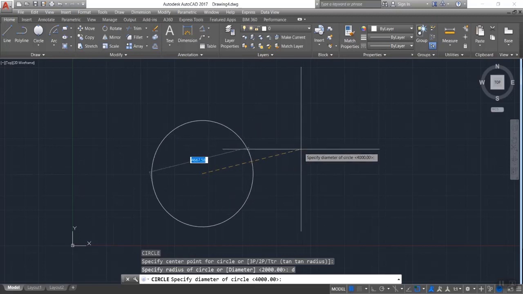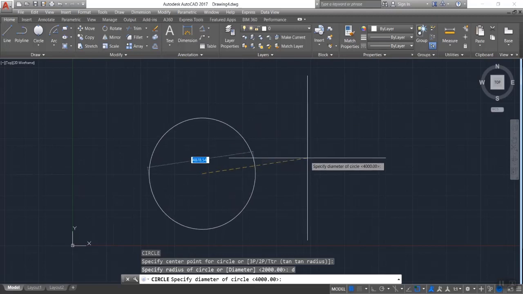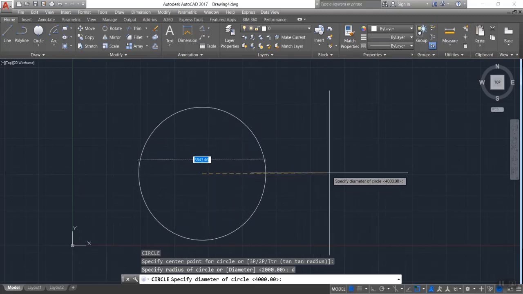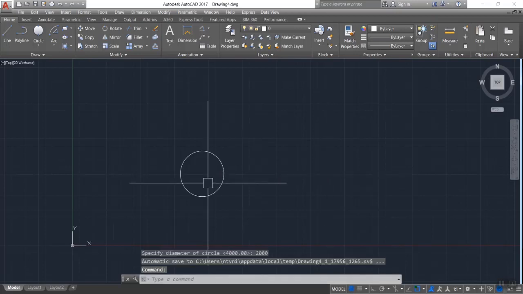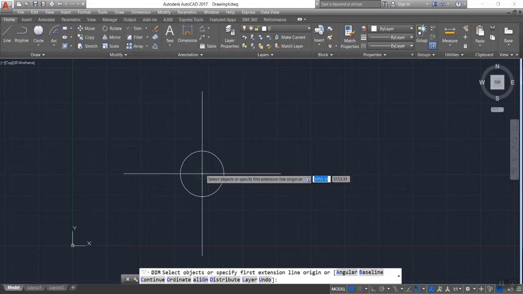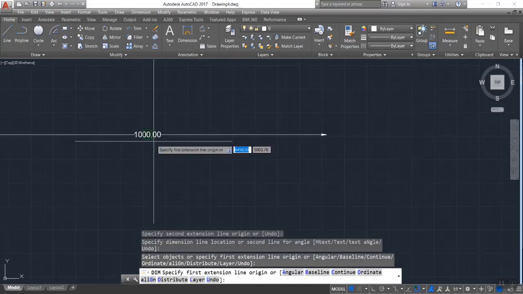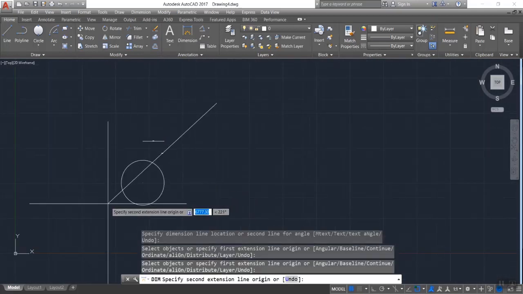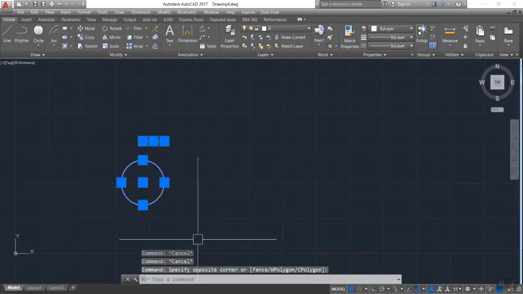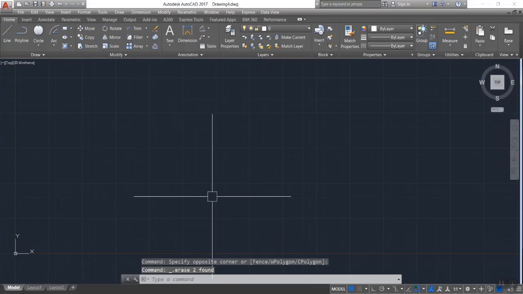Okay, you can see a line came. That will be the diameter of the circle. So let's say I need a diameter of 2000. Its radius will be 1000. Let's see, okay, see, 1000. So that is one way to draw a circle. First one was radius, second one is diameter.